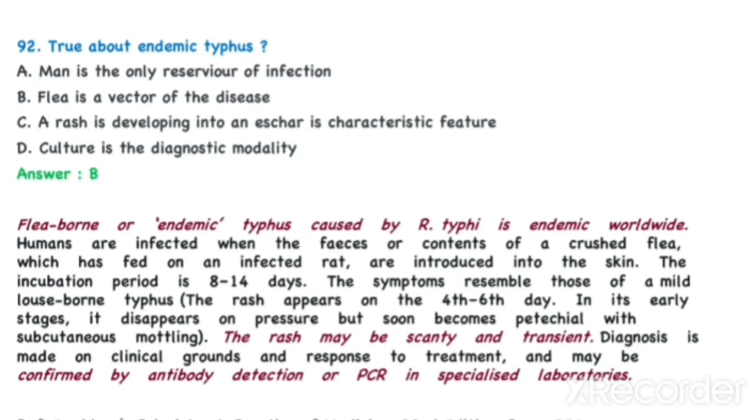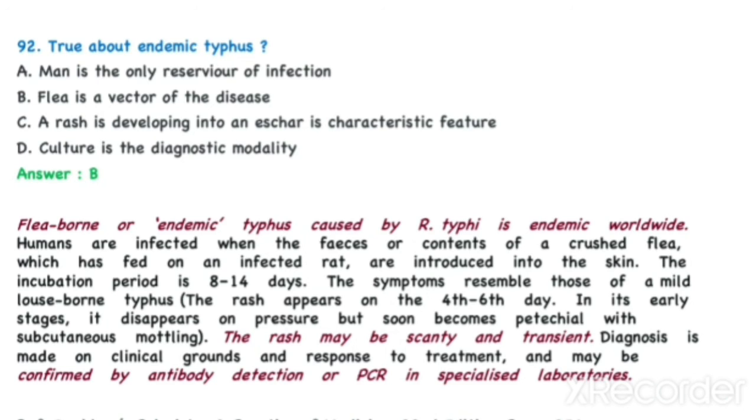Flea-borne or endemic typhus caused by R. typhi is endemic worldwide. Humans are infected when the feces or contents of a crushed flea which has fed on an infected rat are inoculated or introduced into the skin. The incubation period is 8 to 14 days. The symptoms resemble those of a mild louse-borne typhus. The rash appears on the 4th to 6th day.